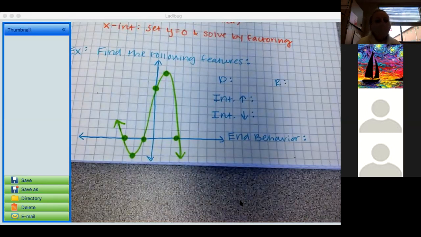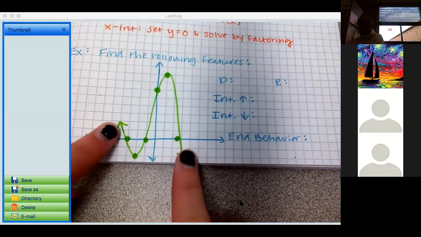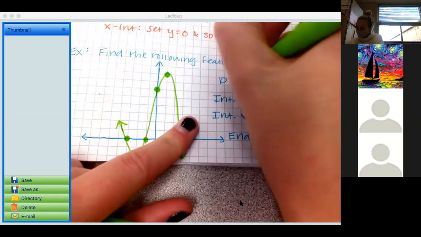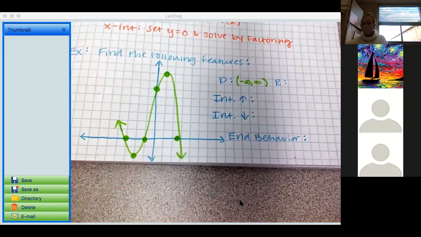All right, what's the domain of this green graph? Perfect. This arrow goes to the left forever. This one goes to the right forever. So it is all real numbers, negative infinity to infinity.